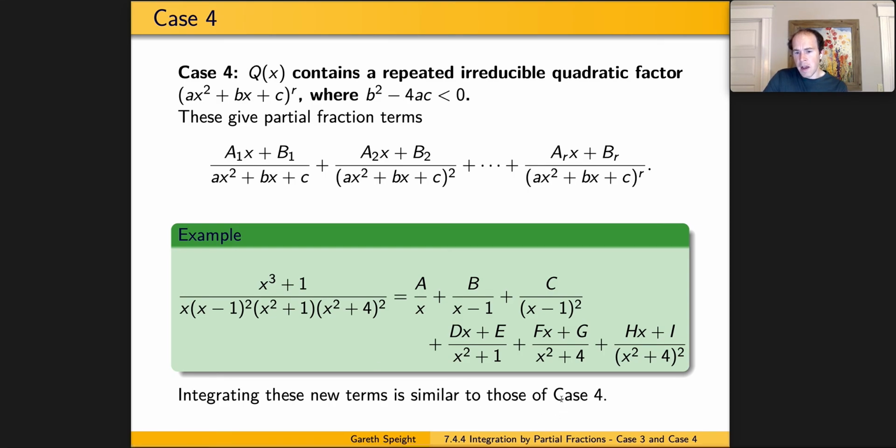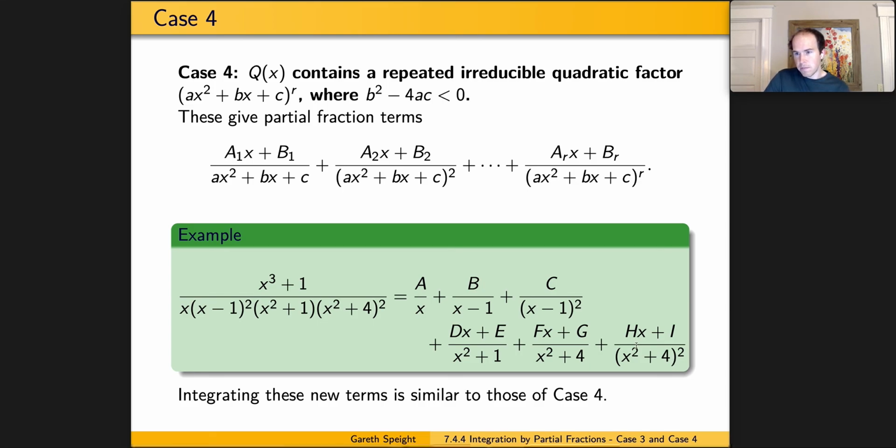And so the new terms that we have to integrate, possibly, if it's ax squared plus bx plus c, if there's an x term, we might have to complete the square to bring it to a simpler format. But once we do that, we get things that more or less look like hx plus i divided by x squared plus 4 squared. These are our new terms that we have to understand how to integrate, though they don't tend to happen that often.